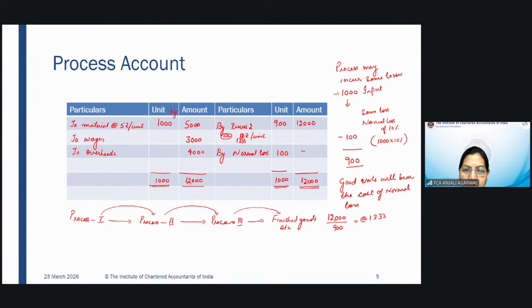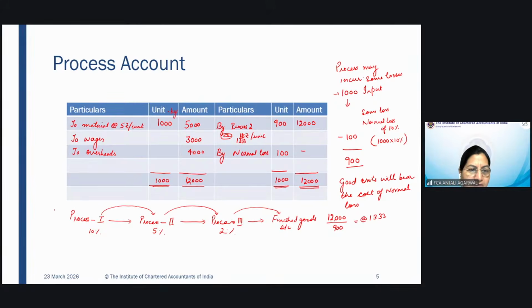The sequence will not change, and each process may have its normal loss percentage, which may be different from each process. So for process 1, if there is a 10% loss, it is possible that in process 2, there is a 5% normal loss. And similarly, in process 3, there is again a 2% normal loss. So normal loss is established over a period of time with industry standards as well as experience and past data.